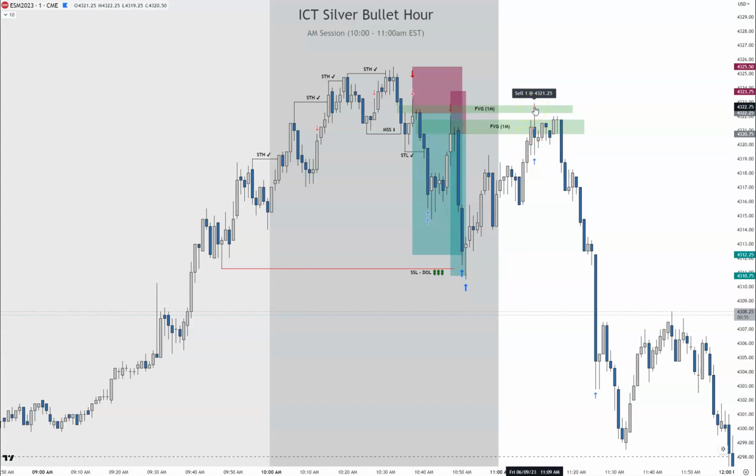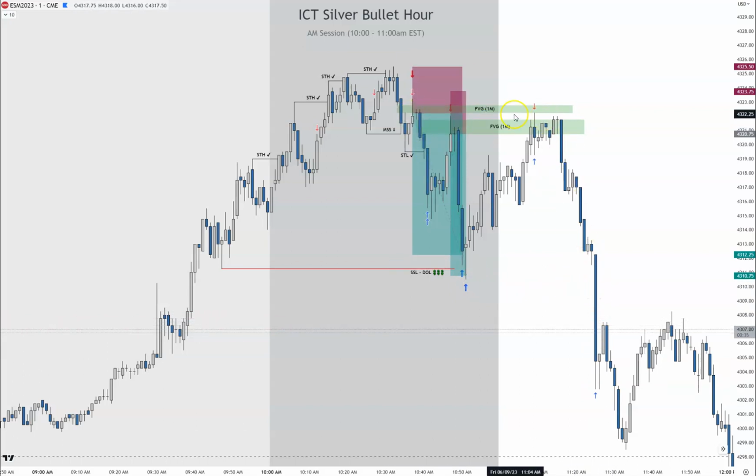I entered right back in. I know it's outside the window, but I know how to read market structure, and I was confident that it was still going to go lower. And I got out right below these lows here. Targeted these, like 11 handles. Got 11 handles out of this one.